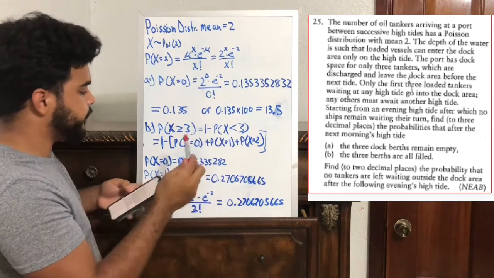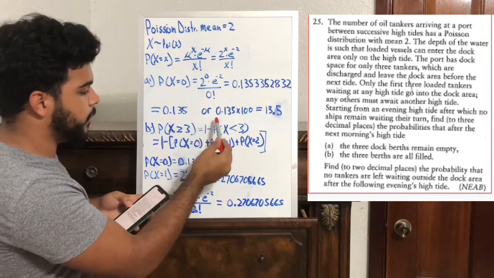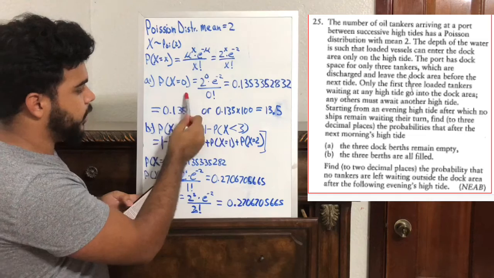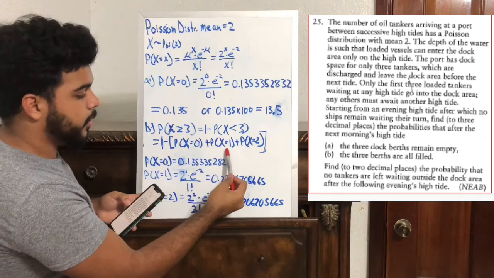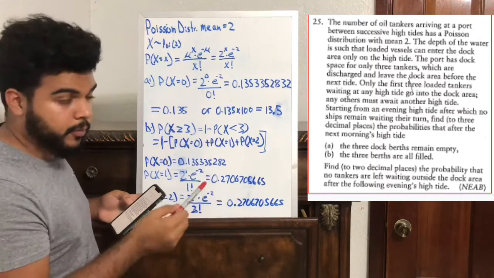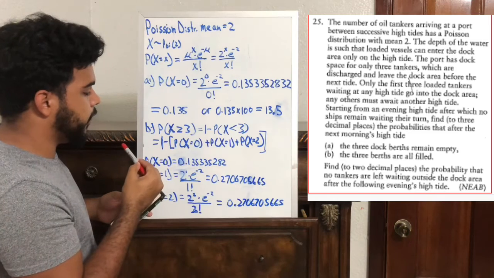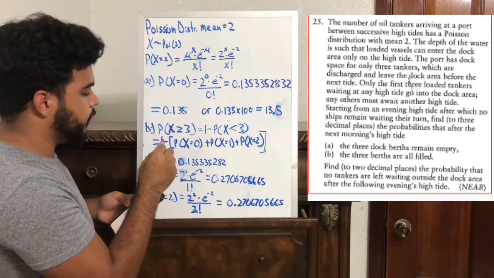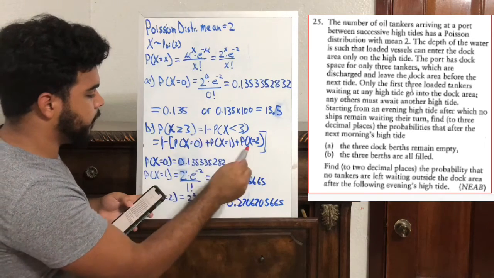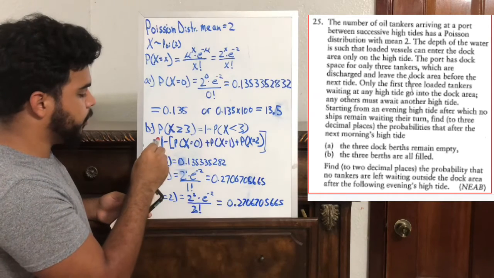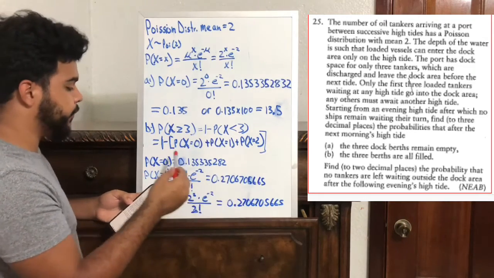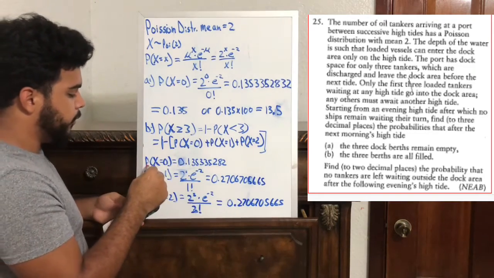So we will have 1 minus the Poisson probabilities P of X equals 0, which we already have, P of X equals 1, and P of X equals 2, right? What we will do is add these up, and basically we will do 1 minus all of these right here.